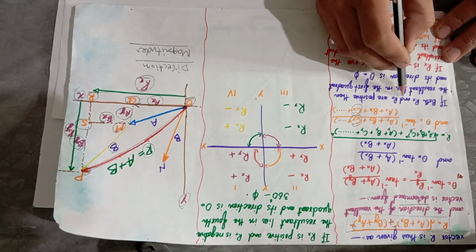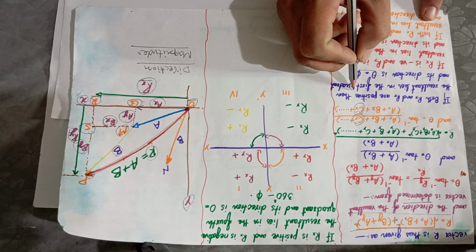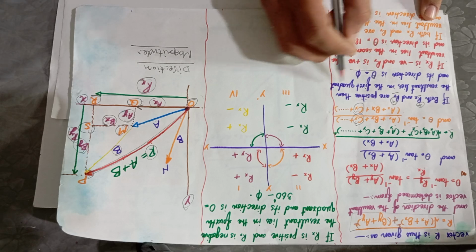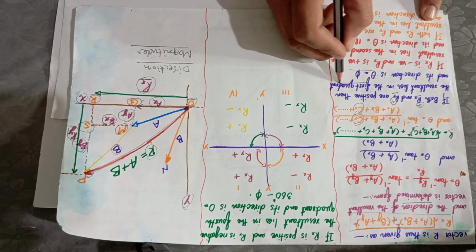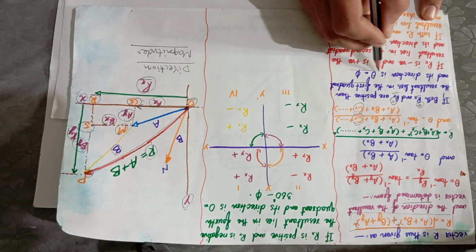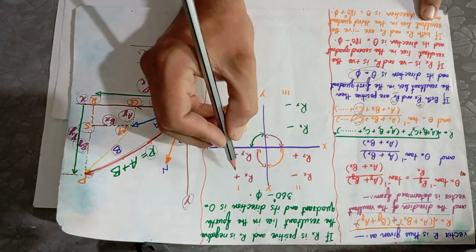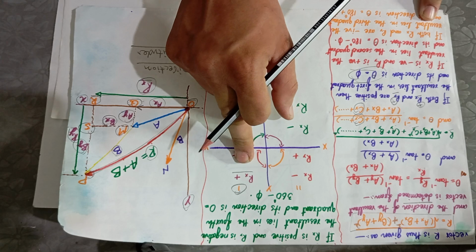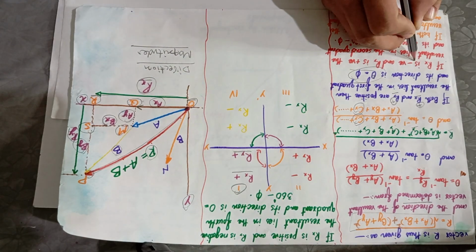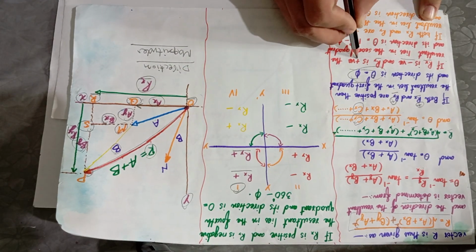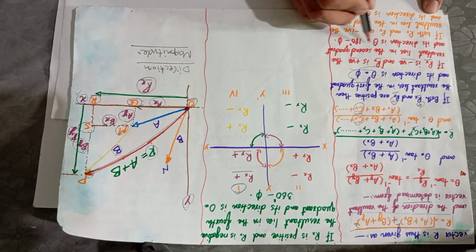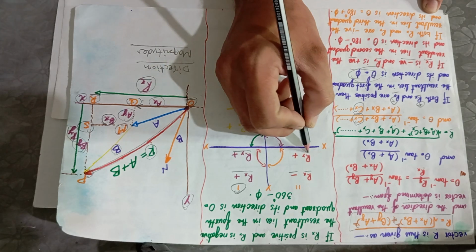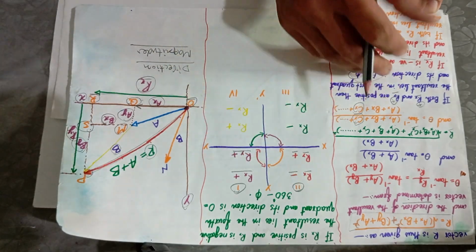If both Rx and Ry are positive, then the resultant lies in the first quadrant and its direction is θ. Rx and Ry positive is the first quadrant. Second case: Rx is negative and Ry is positive, then the resultant lies in the second quadrant, this one. Rx negative, Ry positive is the second quadrant.